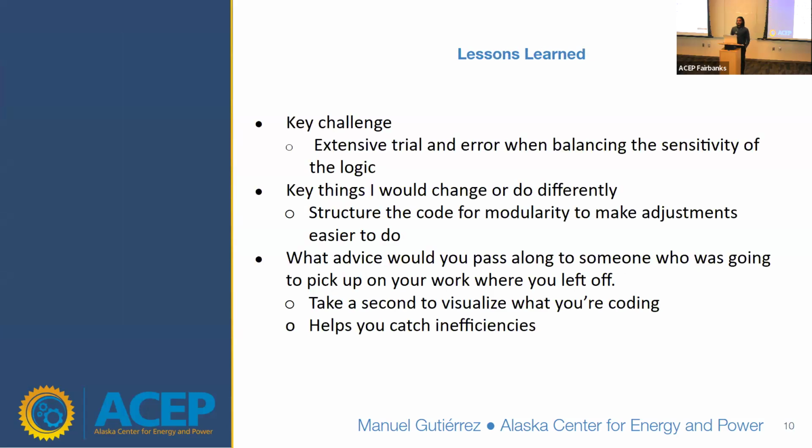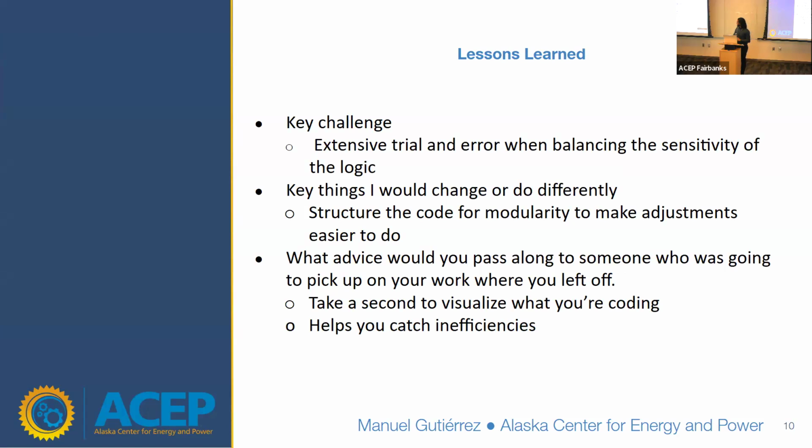A key challenge I faced during this project was the extensive trial and error needed when balancing the sensitivity of the logic. The debugging would mostly entail following a specific data point throughout all the code, figuring out why it flagged, why it didn't flag, and then repeating this process for any number of those 500,000 samples.